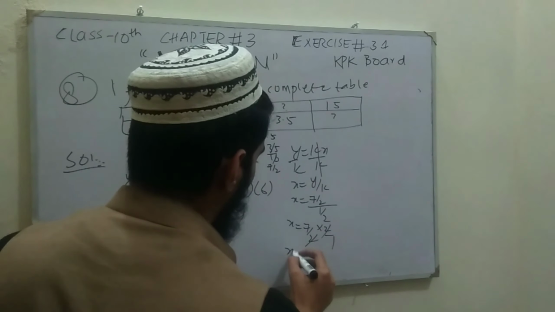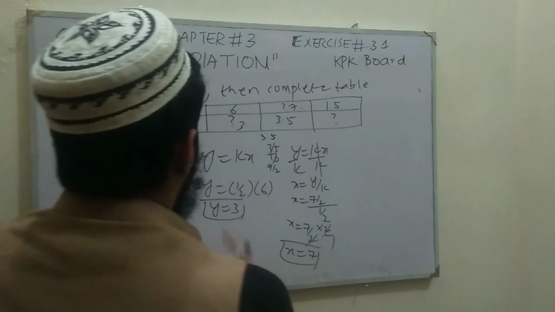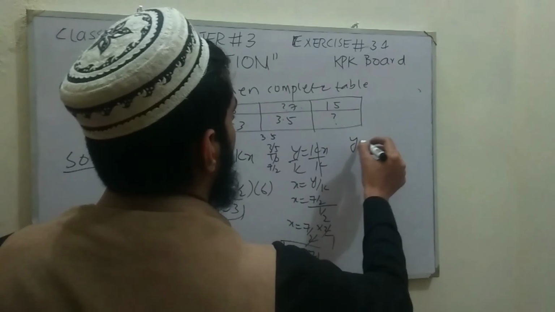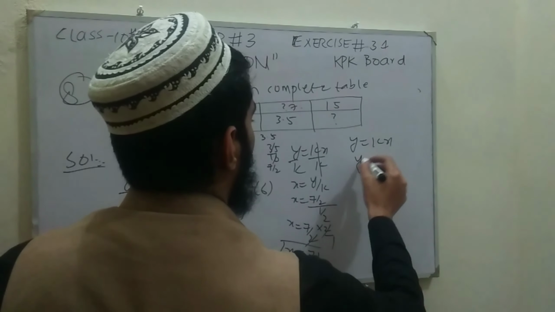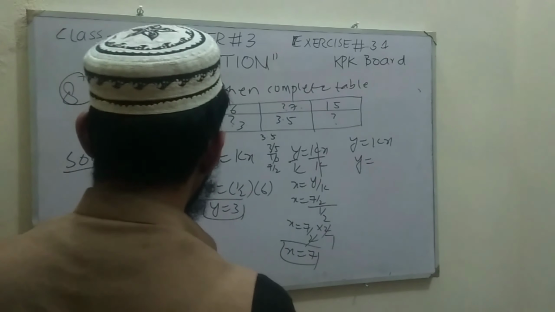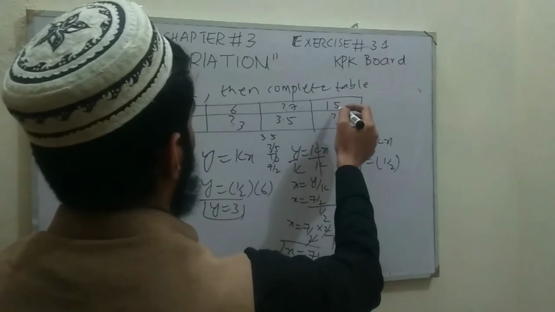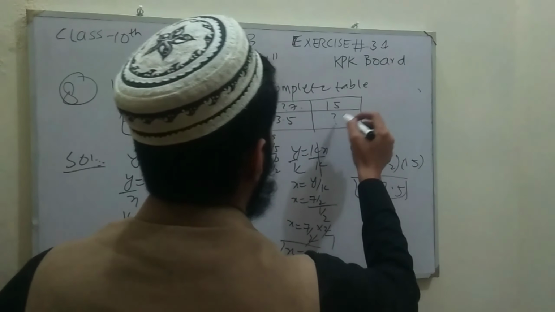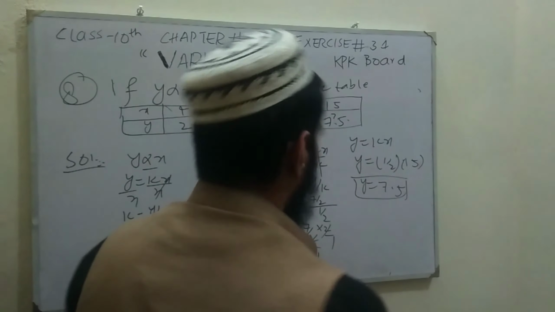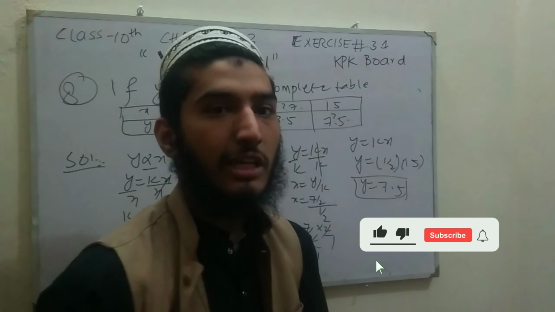Now we are interested in y in this column using the same relation, y is equal to kx. So the value of y is equal to k, which is 1 over 2, and the value of x in this column is 15. So 15 divided by 2 gives us 7.5. This is the unknown value of y, which is equal to 7.5. Guys, with this question, this exercise is complete.